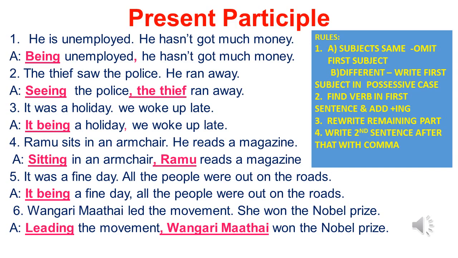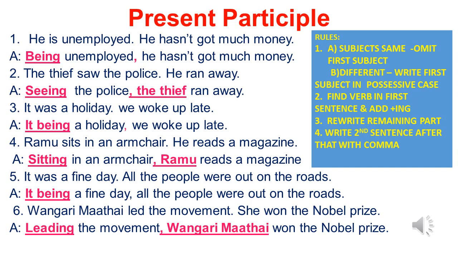Come to the fourth sentence. Ramu sits in an armchair. He reads a magazine. In both the sentences, the subject is same, that is Ramu. So eliminate the first subject. What is the verb here? Sit. Add ing to it. Sitting in an armchair, comma. Here in the place of he, we can write Ramu reads a magazine.